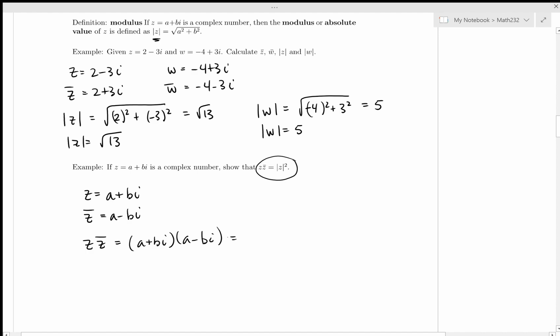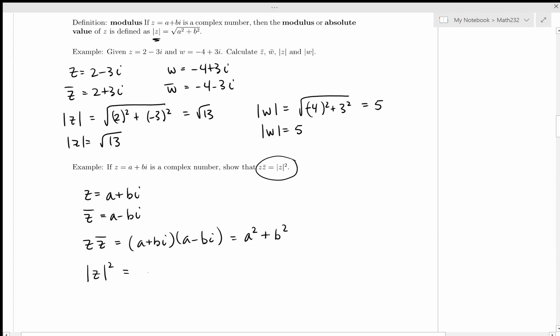And the imaginary part is going to cancel out, and then I'll have A squared plus B squared, because I have B times minus B, which is minus B squared, and then I have that multiplied by I squared, which is minus 1. So there's Z times Z bar, and now I'm going to calculate the modulus of Z squared.